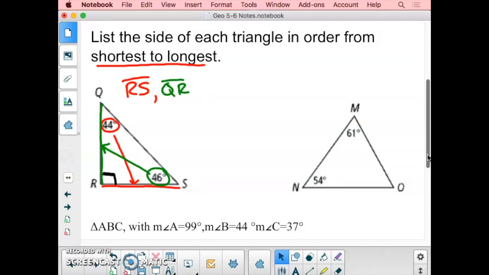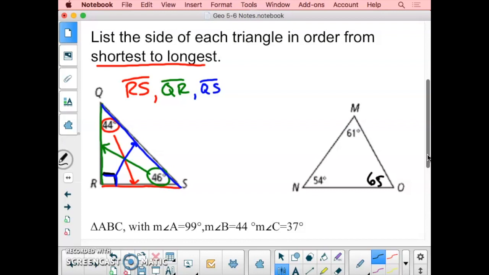The longest side will be this time across from the 90, which is the hypotenuse, which is always the longest side of a right triangle. The longest side this time should be QS. Okay, over here we have a 54 and a 61. Together that makes 115, which means that this last angle has to be 65. Okay, then we would have 180 for a total.